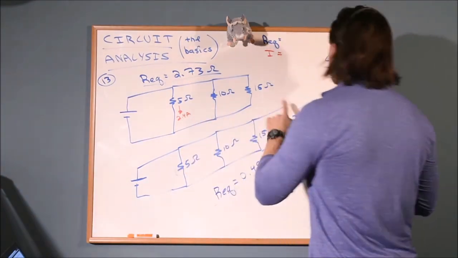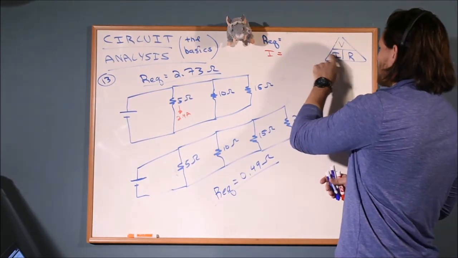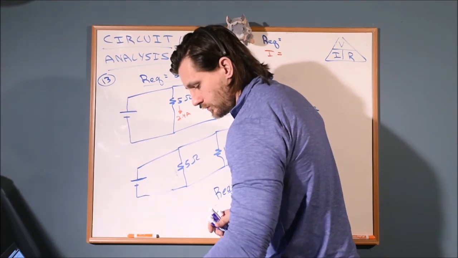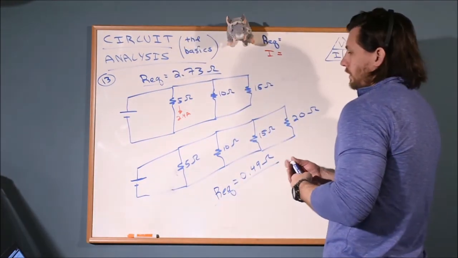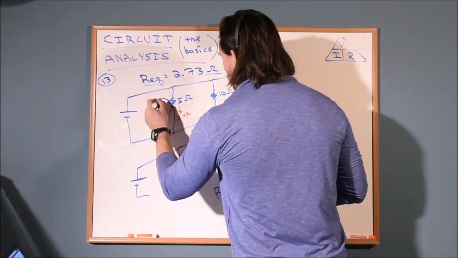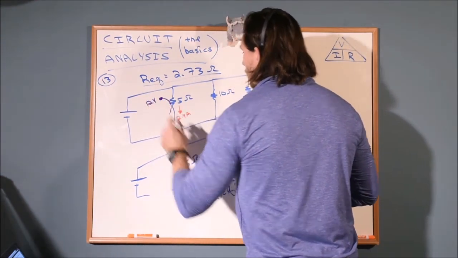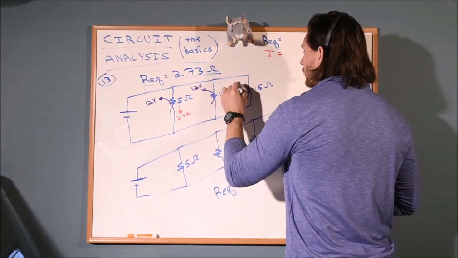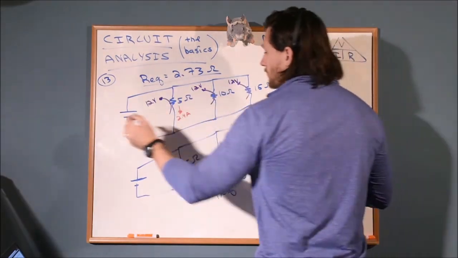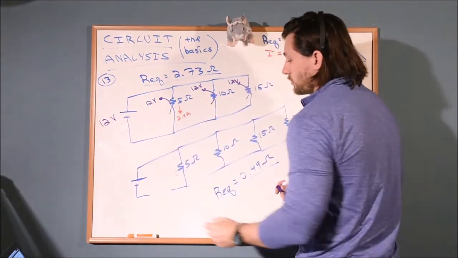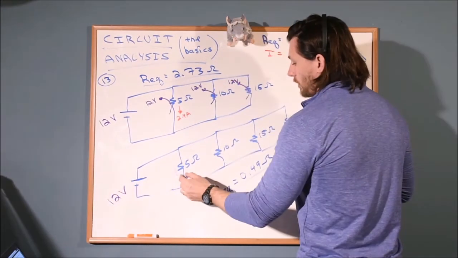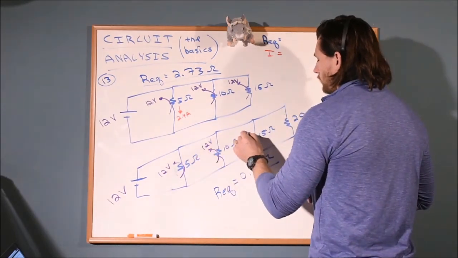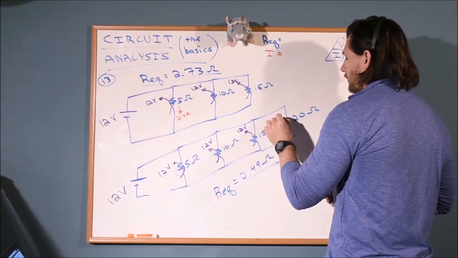So with those two things in mind, we can calculate the voltage drop here. V is I times R, 2.4 times 5, which is 12. So we know this is a 12 volt drop. Well, all these are in parallel, right? So that means 12 volts here, and of course 12 volts here, which means the battery is, of course, 12 volts. Guess what? Same battery here. According to the problem, 12 volts, 12 volts, 12 volts, and 12 volts.